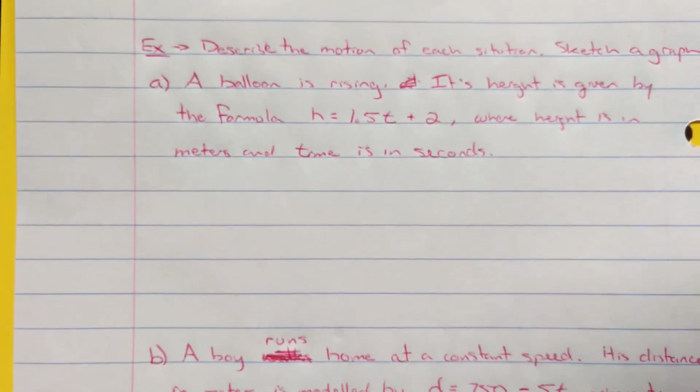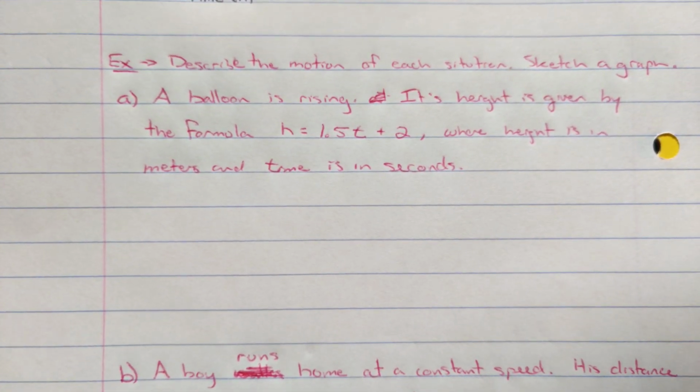All right, here we're working without graphs and just having a situation. We want to describe the motion in the situation and then sketch a graph. So we have the motion of a balloon is rising. Its height is given by the formula h equals 1.5t plus 2, where h is in meters and time is in seconds. So the height's in meters. So how many meters it is above the ground is going to be given by 1.5 times the number of seconds it's traveling plus 2.